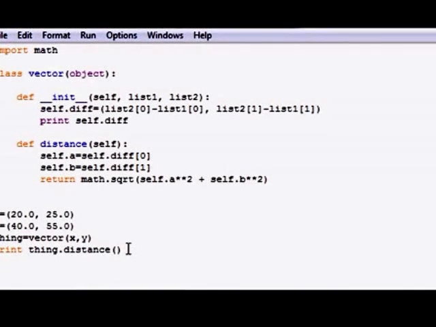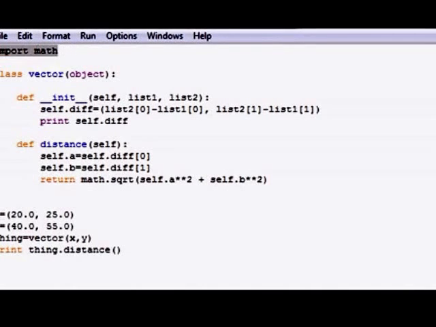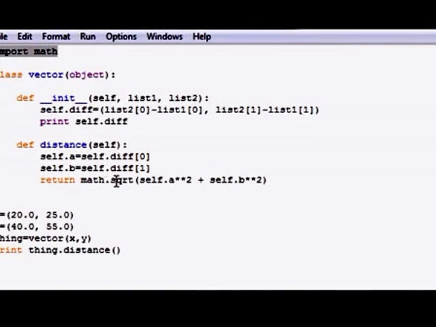So practice this tutorial, follow along with me. Don't forget to change your variables, and also don't forget to import math, or else you won't be able to use the square root function.